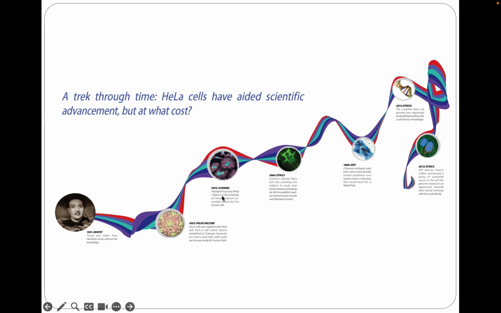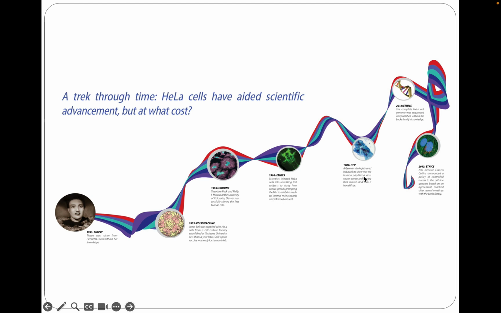In 1955, Theodore Puck and Philip Marcus at the University of Colorado at Denver successfully cloned the first human cells using Henrietta Lacks' cell line. In 1966, scientists injected HeLa cells into unwitting test subjects to study how cancer spreads, prompting the National Institutes of Health to establish medical internal review boards and informed consent.